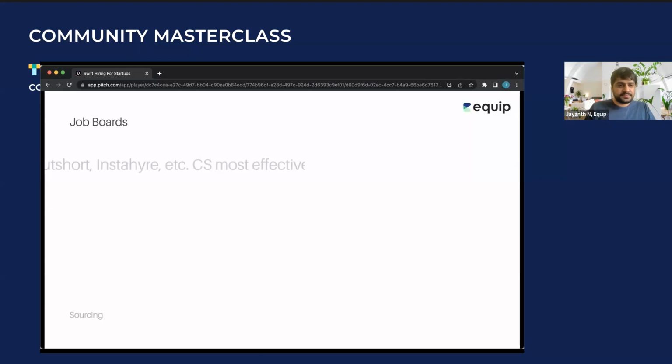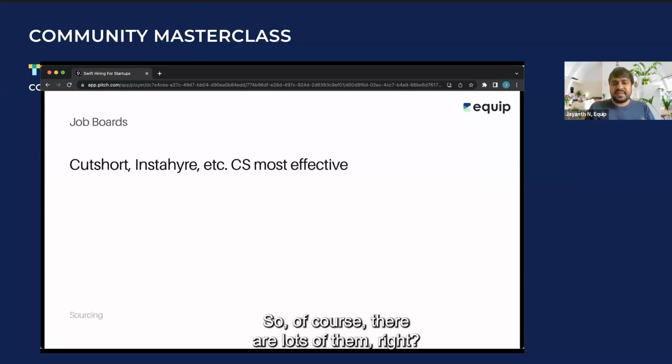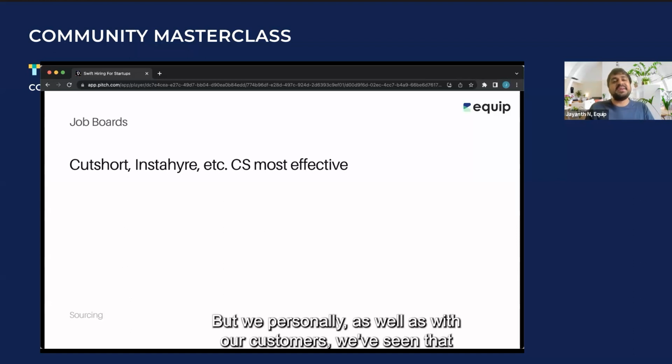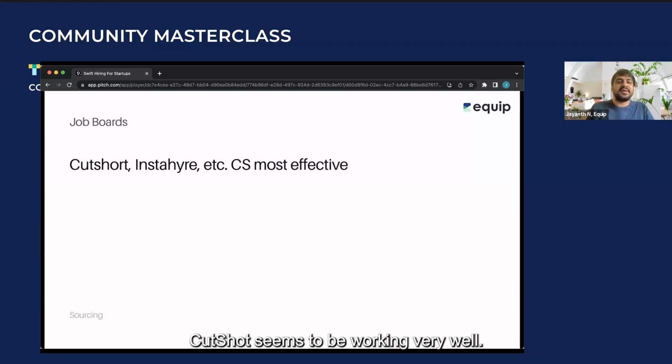Within job boards, of course, there are lots of them, like CutShort, InstaHire, and so on. We have found CutShort to be the most effective. Again, talking to customers, that's what they tell us as well. Disclaimer, CutShort is not paying us for this. They're not even giving us a coupon code or whatever for talking about this. But we personally, as well as with our customers, have seen that CutShort seems to be working very well.